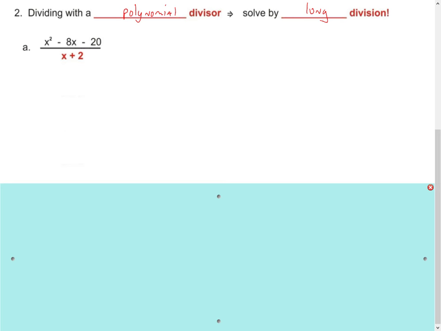All right, so dividing with a polynomial divisor. So long division, you guys know how to set it up. Back to elementary type situation. Take your divisor. You need the old division type symbol. We've got an x squared minus an 8x minus 20.